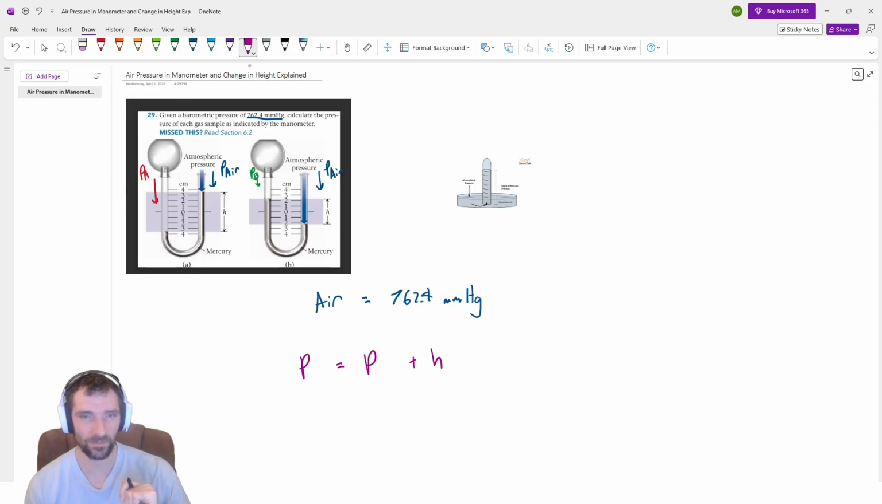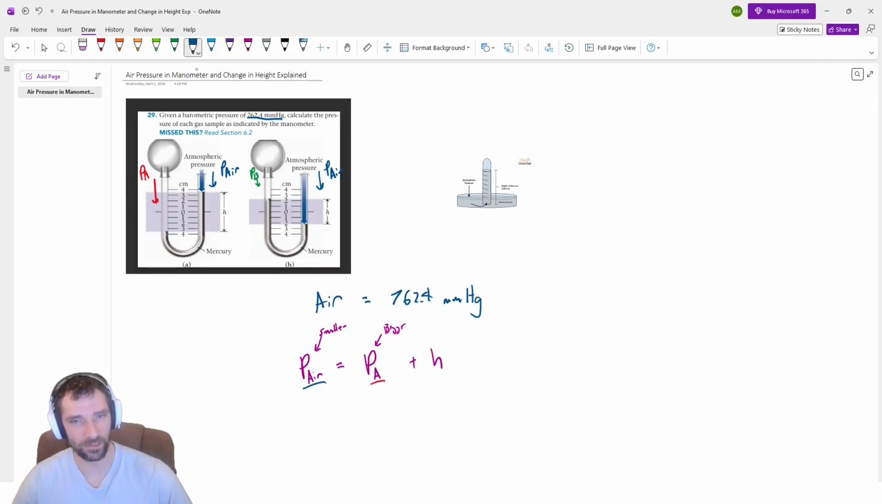So the air pressure, we could define that as being related to P A plus some change in height right here. And we know that this is going to be bigger, and this should be, or sorry, in this context, the air is actually a little bit smaller. So this is going to be bigger, and this will be smaller. And so if we wanted to think about this in terms of the values here, we've got our pressure A, the pressure of the air, and this change in height.